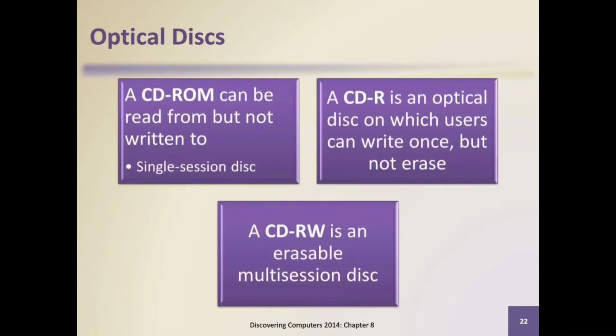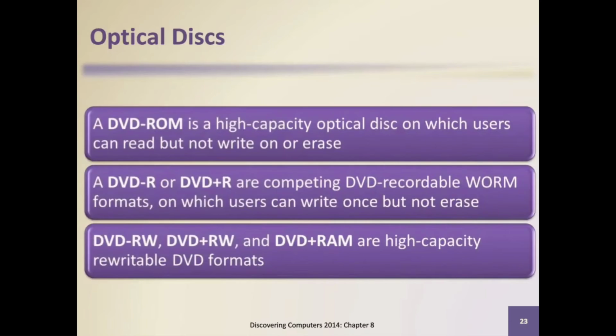Compact disks, a type of optical disk, come in three basic formats: read-only, recordable, and rewritable. Another type of optical disk is the digital versatile disk. Digital versatile disks also come in three basic formats: read-only, recordable, and rewritable.